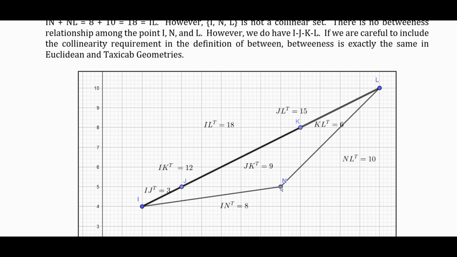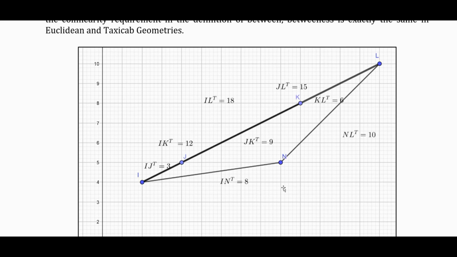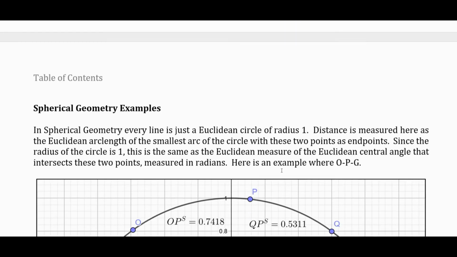But we don't want to say N is between these because it's not on the same line. We want between to mean the same thing it does in Euclidean geometry. So J and K are between I and L, but N is not. Otherwise we have a really funky line segment situation. So we want line segments here to be the same as they are in Euclidean geometry. So we need the collinearity part of the definition.